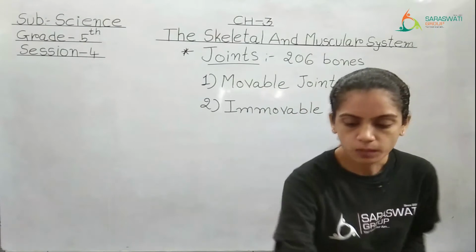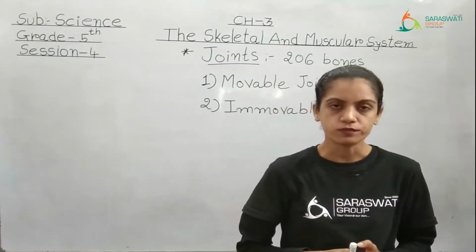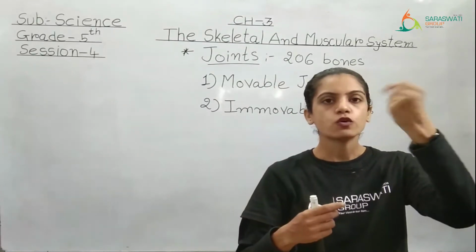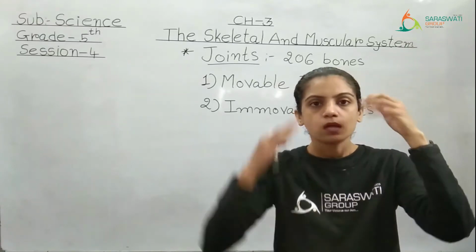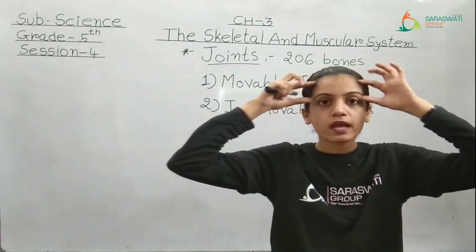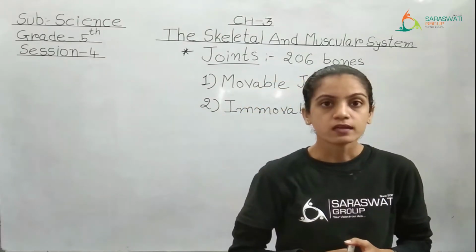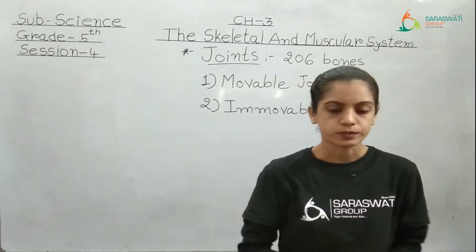See, on page 37, some parts of our body can move while others cannot. I told you that if I want to rotate my wrist like this, I can do. But if I just want to rotate my forehead, this much portion, I am not able to do. Right? So some can move, some cannot move.